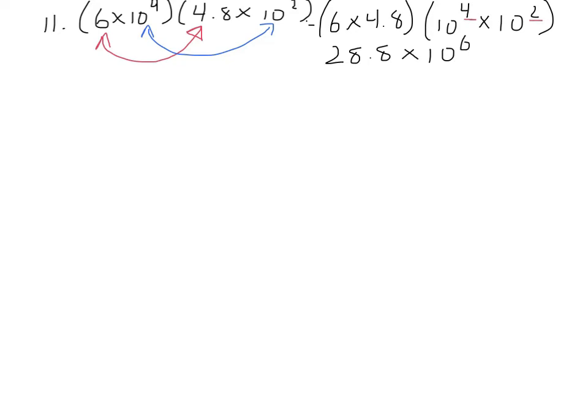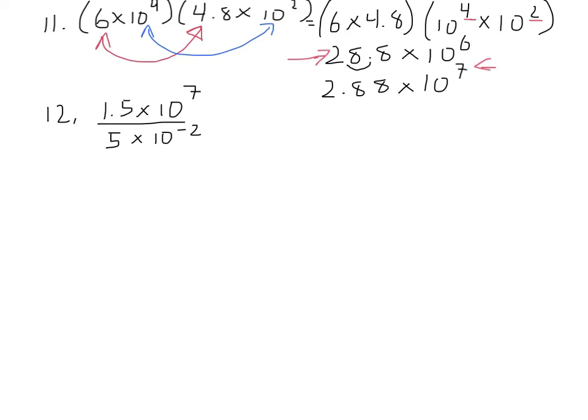But I'm not quite done because I can't leave 28 because that is bigger than 10. So I move this decimal over here. So I have 2.88 times 10 to the 7th power. I basically took away a power of 10 here, so I needed to add a power of 10 there.